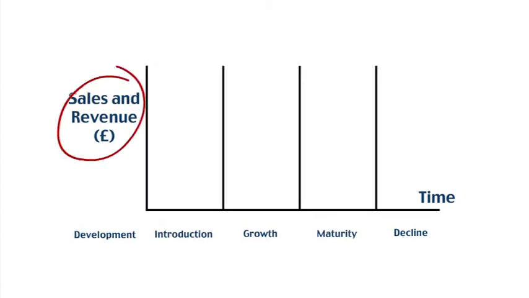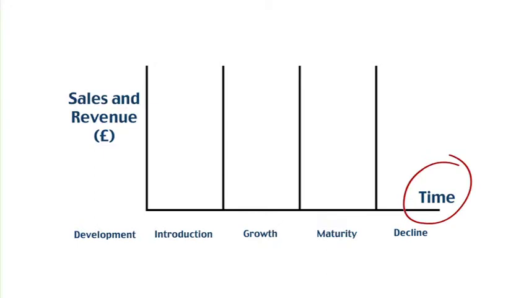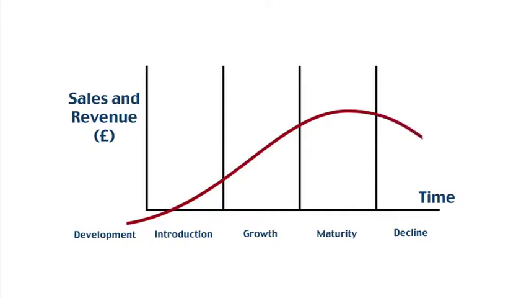All products have a life cycle, and by that I mean that they are introduced onto the market, but at some point may disappear from the market. How long they are around is their life, and firms want their products to have long and profitable lives. Here's a diagram of a product life cycle. As we can see, sales and revenue run up the side, and time runs along the bottom. There are 4 sections because all products are introduced, then grow, then mature, and finally decline.